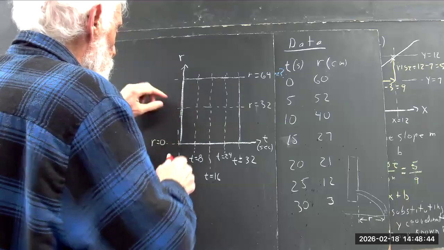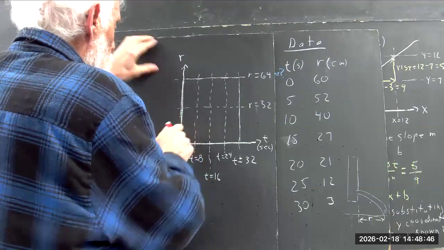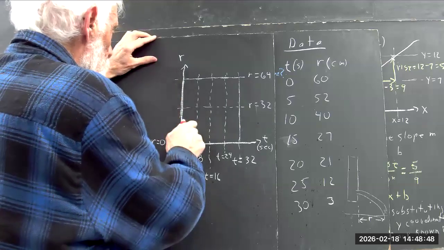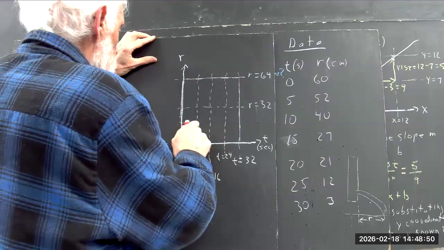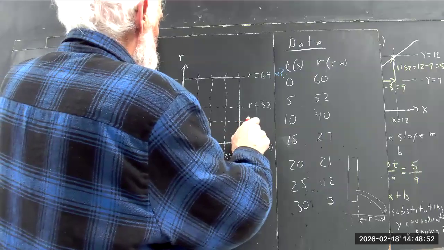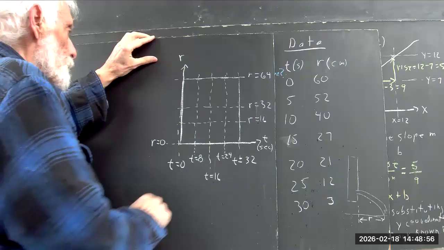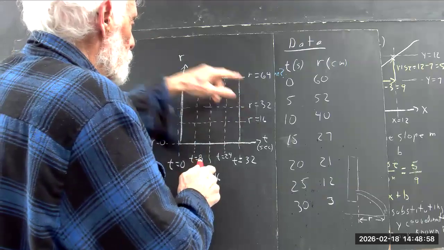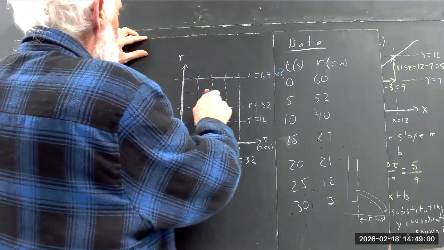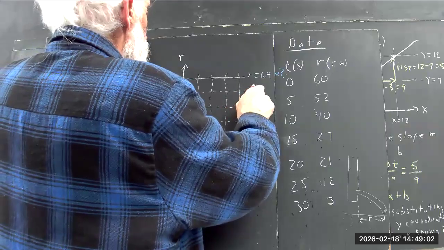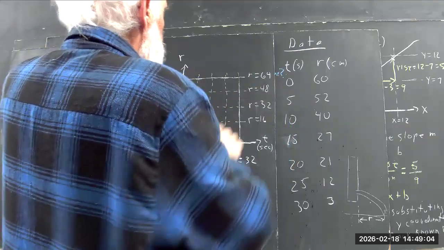Halfway between here and here, halfway between the R equals 32 and the R equals 0 line, we have the R equals 16 line. Halfway between the R equals 32 and the R equals 64 line is R equals 48.